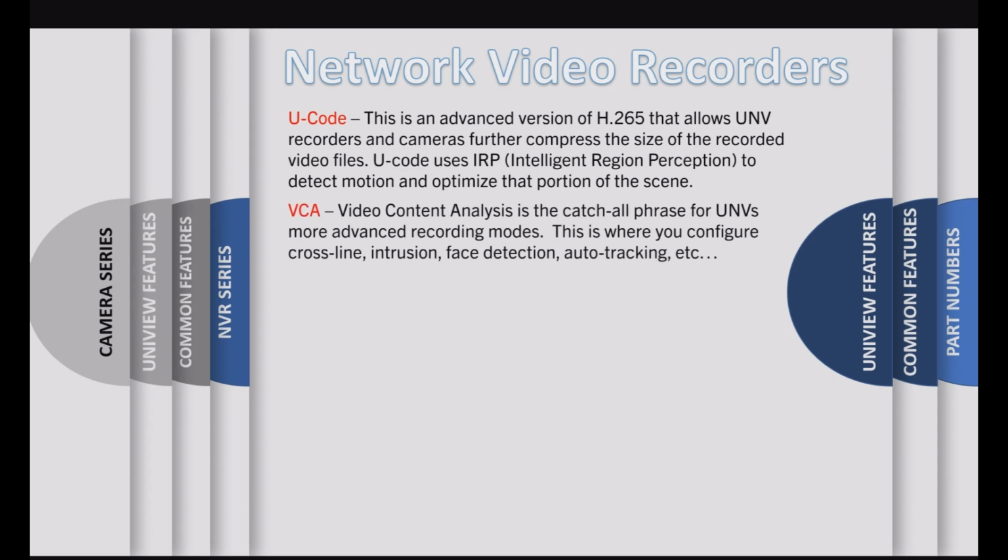So the next one is going to be VCA, and you'll see VCA in the recorder's menu, and what it means is video content analysis. And it's really just the catch-all for all of the advanced features that Uniview supports. So you'll find things here like line crossing, intrusion detection, face recognition, auto tracking, heat maps. All of those types of features are going to go under this menu option.